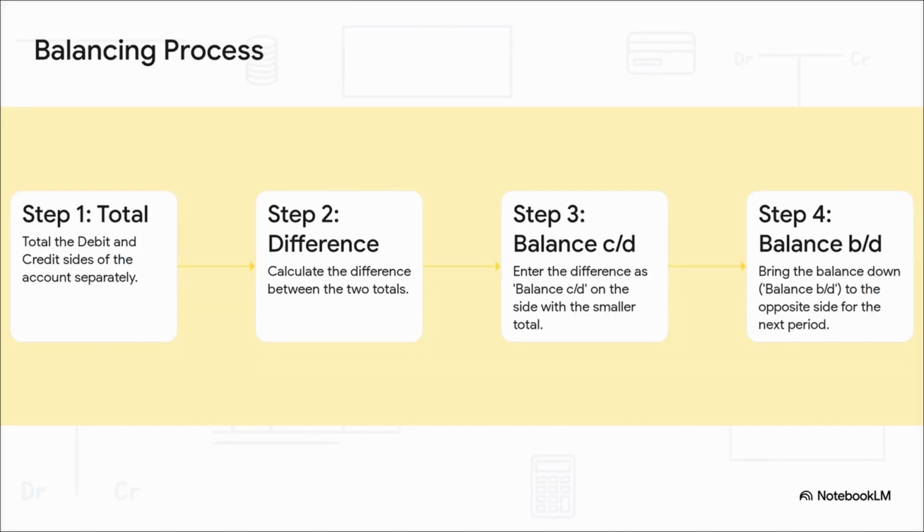Now, balancing an account at the end of a period is a very systematic four-step process. First, you add up the debit side and the credit side separately. Second, you figure out the difference between those two totals. Third, you enter that difference, which we call balance C/D or carry down, on the side with the smaller total. This makes both sides equal. And finally, you bring that balance down, balance B/D, to the opposite side to start the next period.